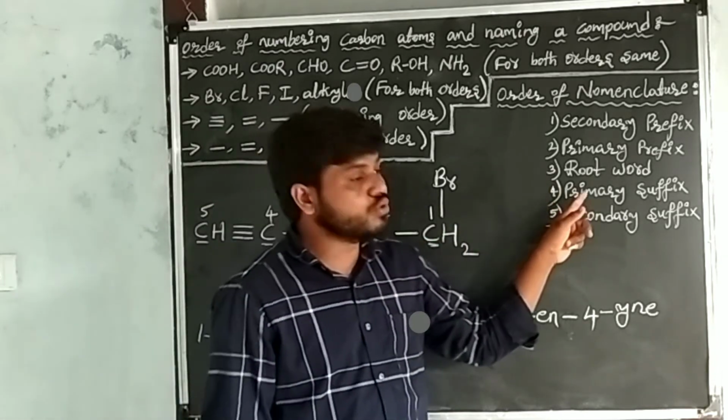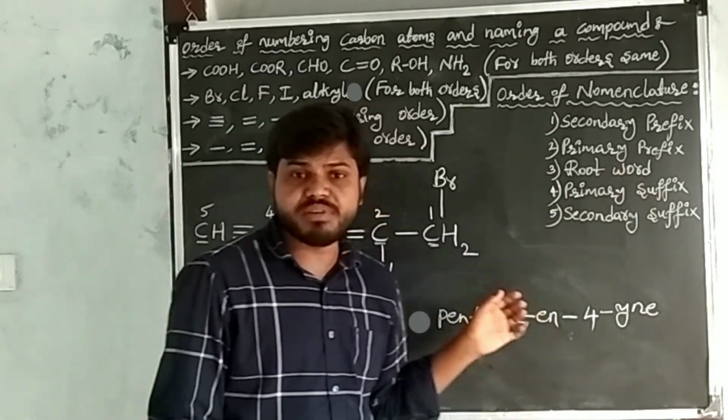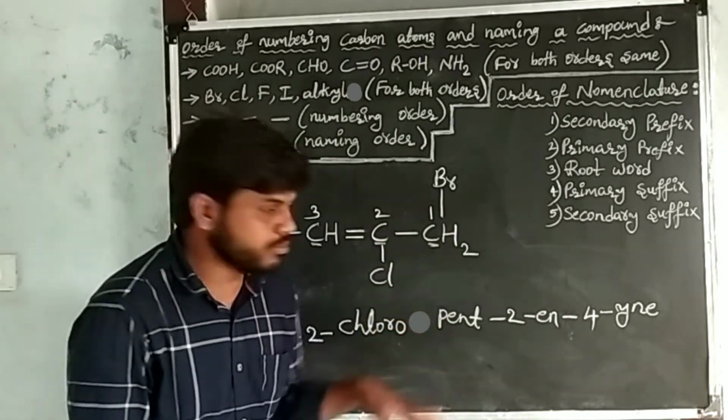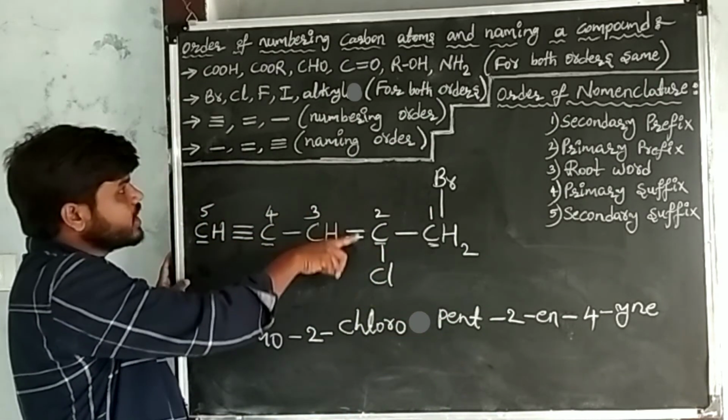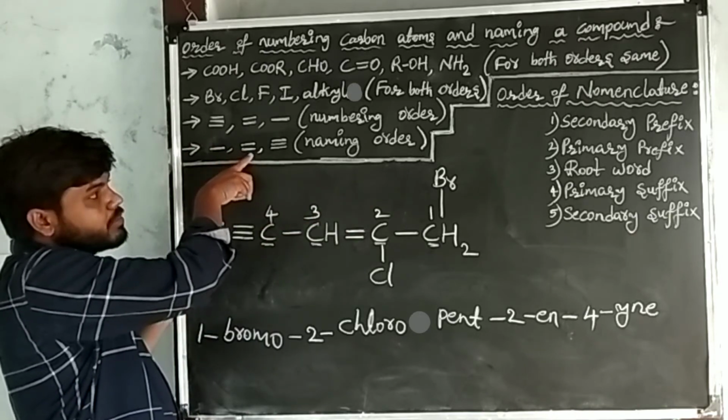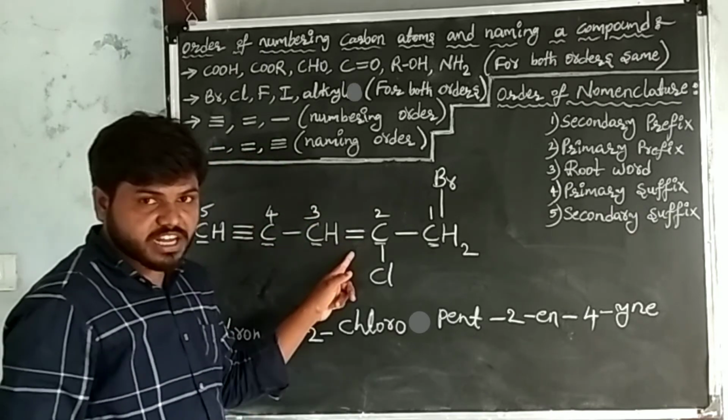After writing the root word, go to the primary suffix. Primary suffixes are single bonds, double bonds, triple bonds. In the given compound, a triple bond is there, a double bond is there. See the order: first write the double bond, then after the triple bond.